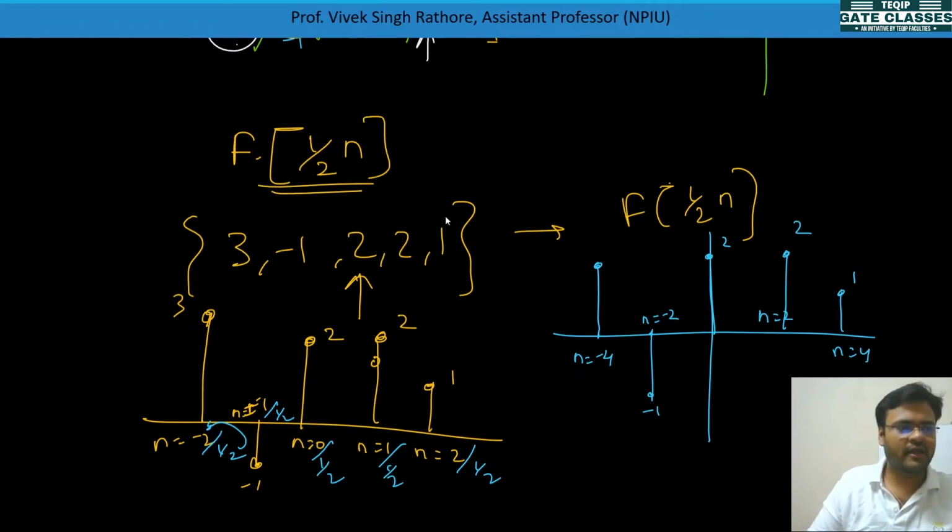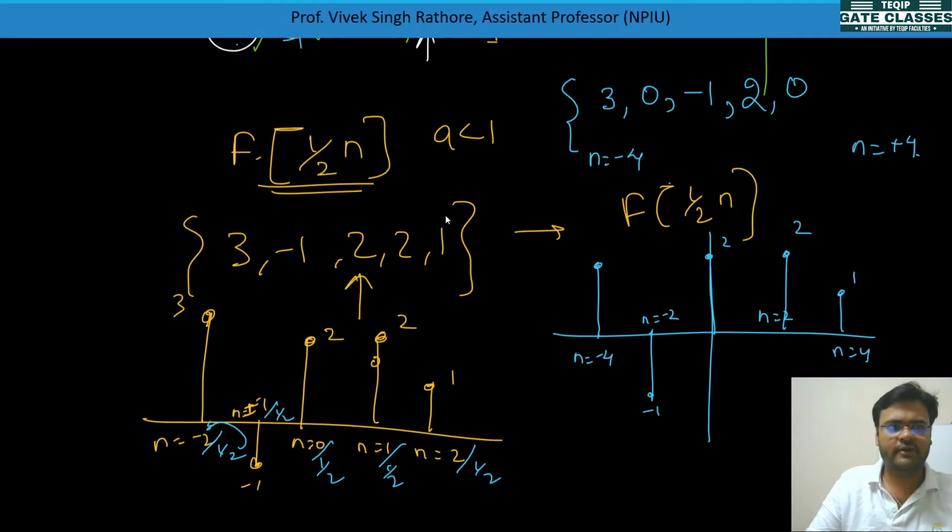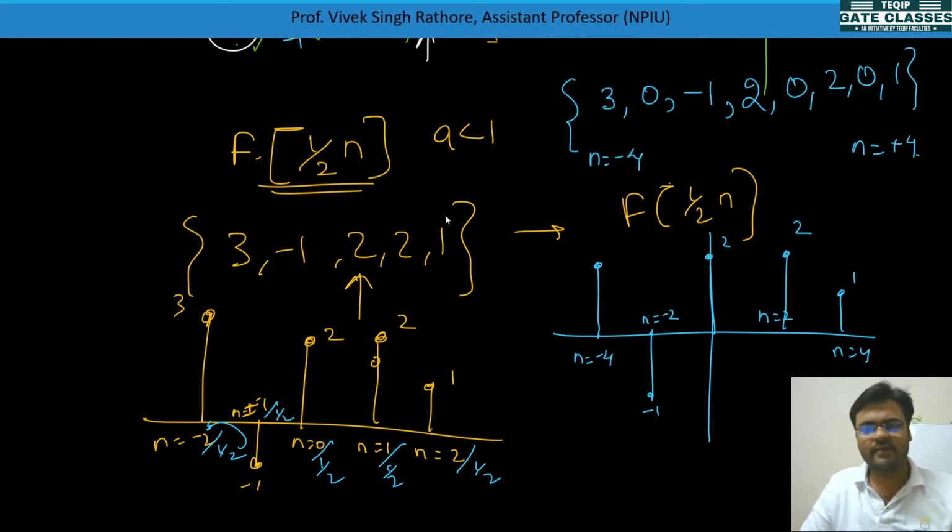You can see that for a less than 1, the signal has been expanded. Whenever we write it down, we have to write from n equal to -4 to n equal to +4. Some values will be written like this: for n equal to -4 the value is 3, and then we'll write 0. For n equal to -2, we'll write -1, then 0, then 2 at n equal to 0, then 0, and then 1. You can understand it as some 0 values we are introducing.